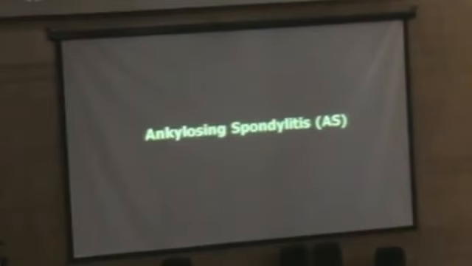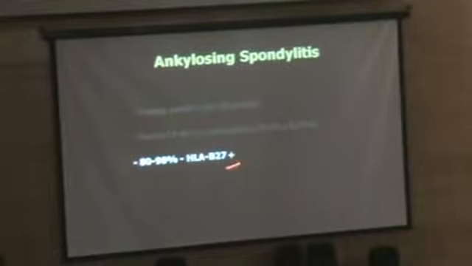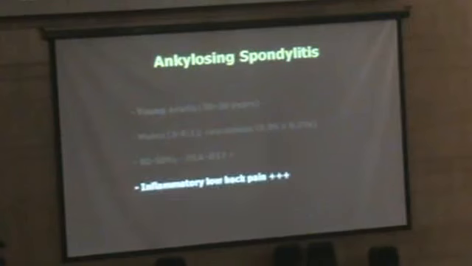Let's start with ankylosing spondylitis. So this affects especially young adults between 20 and 30 years of age, especially males, and this is the proportion compared to females, especially Caucasian people. And up to 98% of subjects affected by ankylosing spondylitis are tested positive for the HLA-B27 antigen. And the typical clinical feature of such pathology is the inflammatory low back pain.